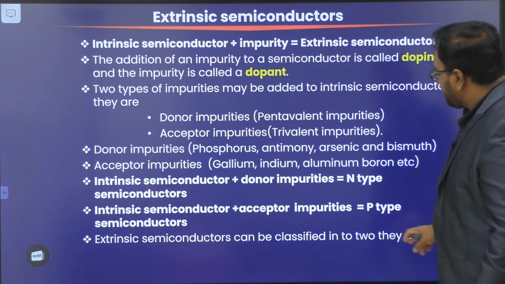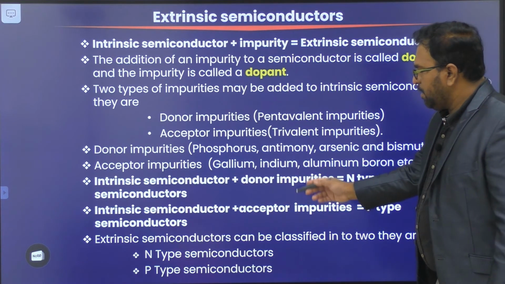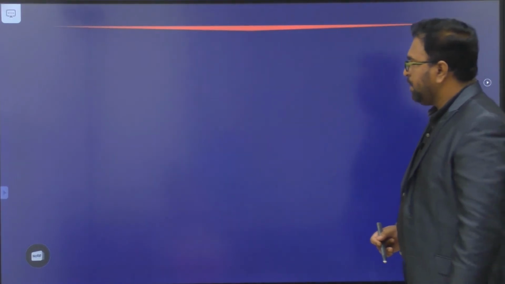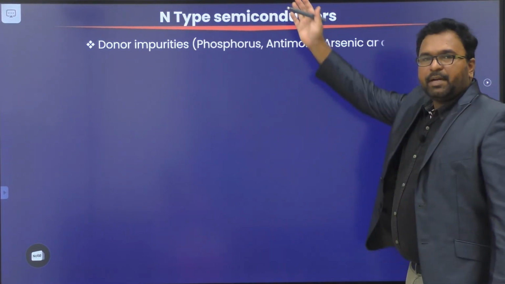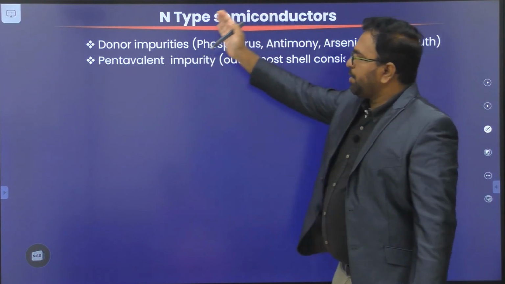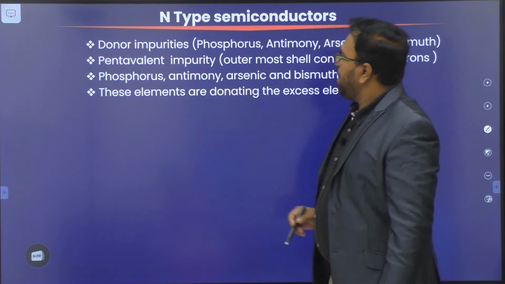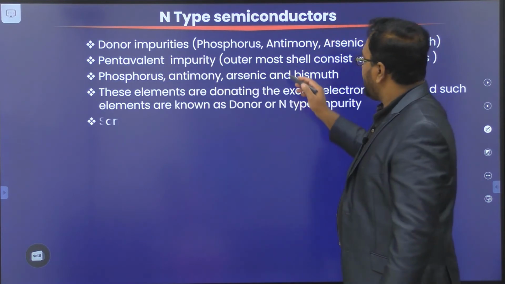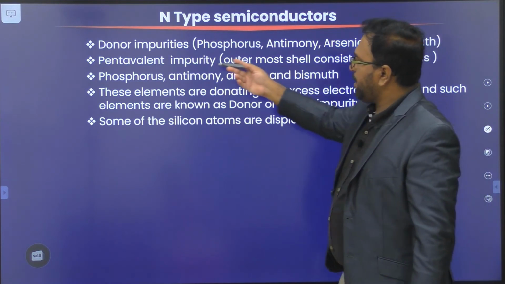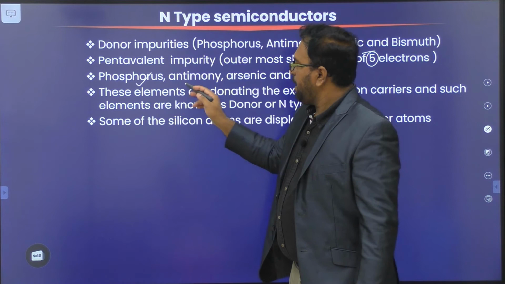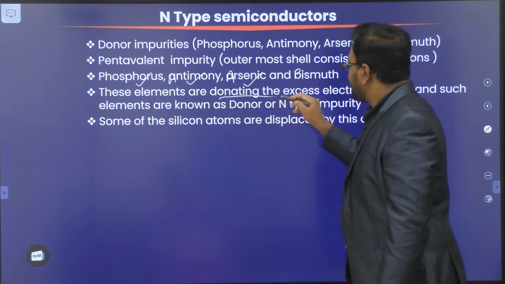The extrinsic semiconductors can be classified into two types. One is the n-type semiconductor, another one is the p-type. These two are the extrinsic semiconductors. Let us discuss each one in detail. Coming to the n-type semiconductor, how is it formed? When you add donor impurities to the intrinsic semiconductor. These donor impurities are also called pentavalent impurities because they contain 5 electrons in the outermost orbit. What are the examples of pentavalent impurities? Phosphorus, antimony, arsenic and bismuth. These elements donate the excess electron.